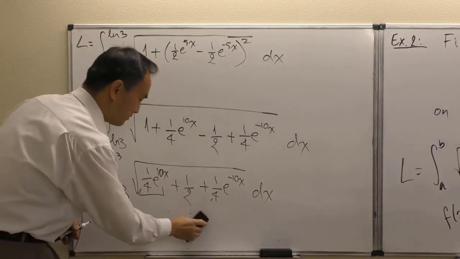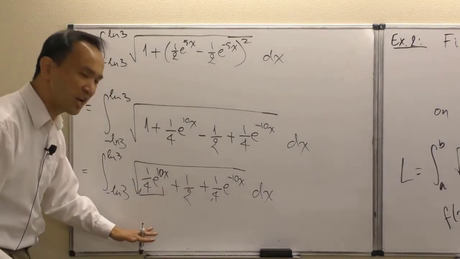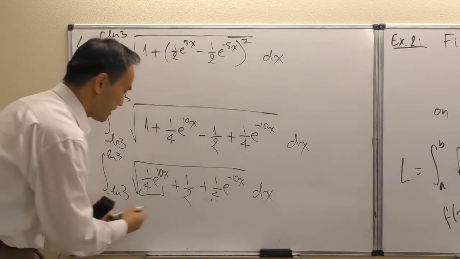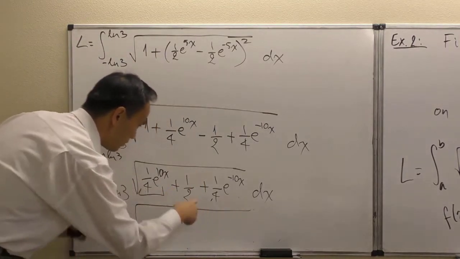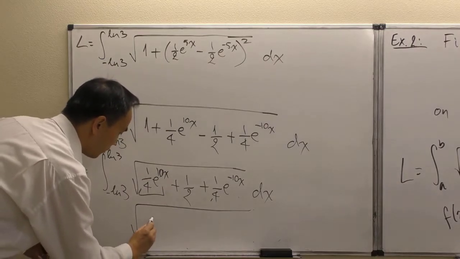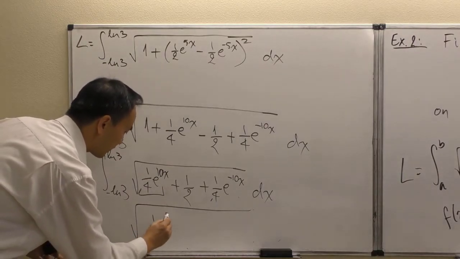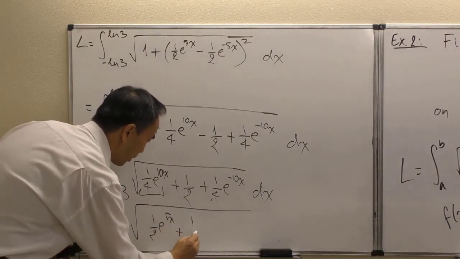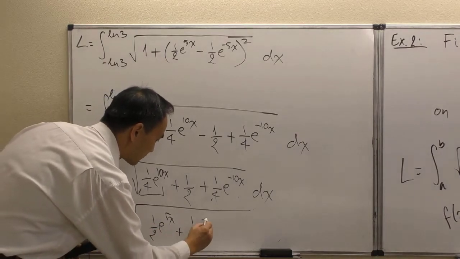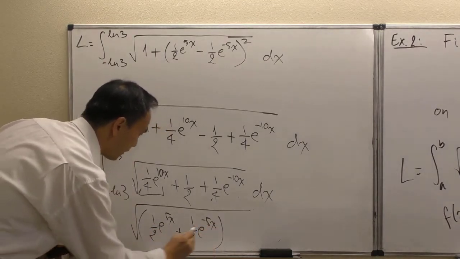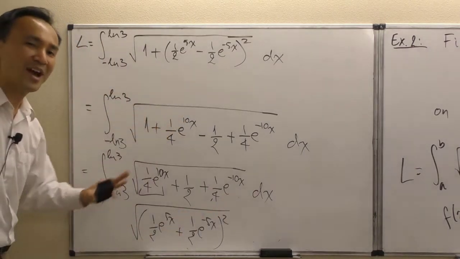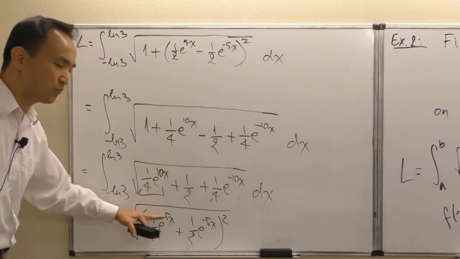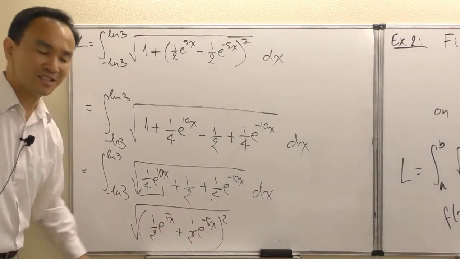But the three terms there, after seeing my explanation that I just now had to erase away, inside the square root, the three terms there form into 1/2 e to the 5x plus 1/2 e to the minus 5x, all squared. That's what I wanted to see. So now think ahead. The square root here will eventually cancel with that square right there.